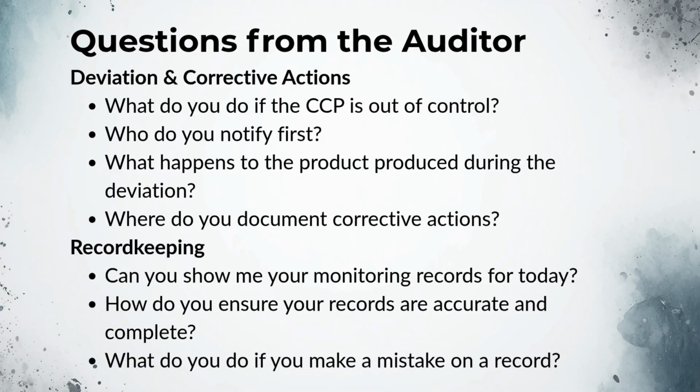Auditors will also ask about deviations and corrective actions. They want to know what you would do if the CCP goes out of control, who you notify, what happens to the affected product, and how corrective actions are documented. Record keeping is another key area. You may be asked to show your monitoring records, explain how you ensure accuracy, and describe what you do if you make a mistake on a record.